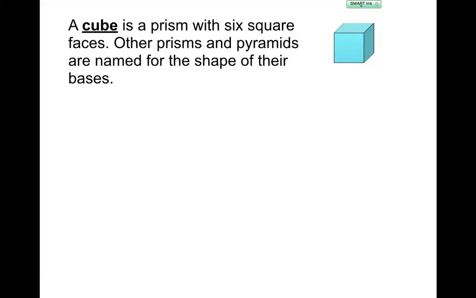Cube is another three-dimensional shape. I think it's not in the chart, but I believe I put it just below. A cube is a, what? Is it a prism, pyramid, cone, or cylinder? It's a prism. What kind of a prism? What shape are its bases? Squares. Square-based prism is another name for a cube.